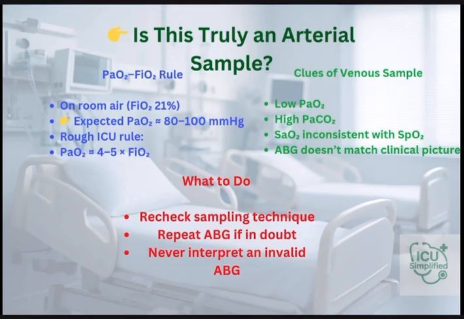These are also clues that suggest a venous sample, such as a low PaO2, a relatively high PaCO2, oxygen saturation that does not match the pulse oximetry reading, or an ABG that simply doesn't fit the clinical picture. In such situations, it's important to check and recheck the sampling technique and repeat the ABG if there is any doubt. An invalid ABG should never be interpreted or used to guide clinical decisions.